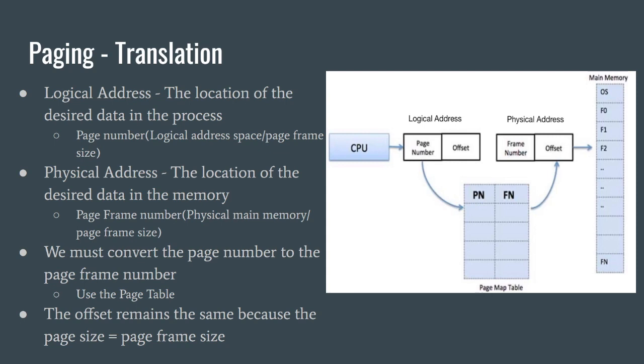And both addresses have two parts to them, right? The logical address has a page number, the physical address has a frame number, but both addresses have an offset. The offset remains the same because the page size equals the page frame size.